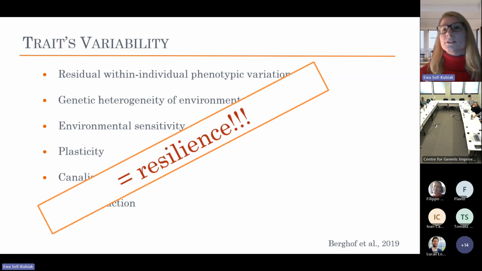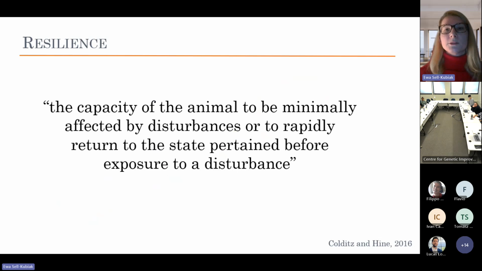All of those terms lead us to one thing, to resilience. And in animal breeding, resilience is an extremely important trait. Here is how the two authors defined it, so that all of us can understand it: the capacity of the animal to be minimally affected by disturbance, or to rapidly return to the state pertained before exposure to a disturbance. Okay, so basically we want the animal to be stable, right? We don't want the animal to be affected by whatever comes its way. And of course, the main reasons for that are economic, but not only this aspect.